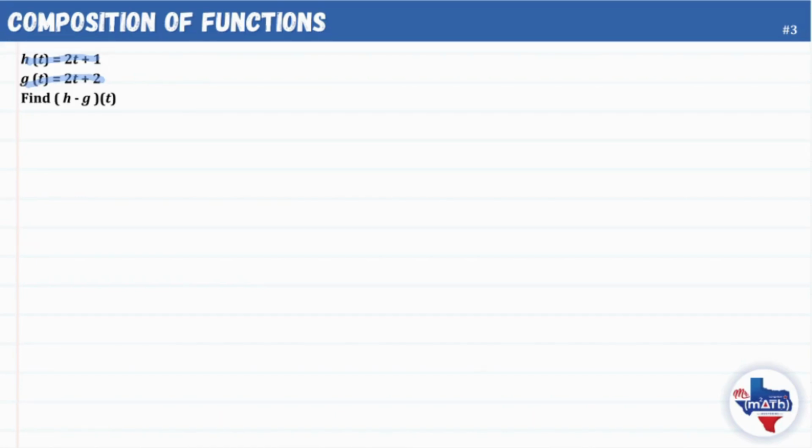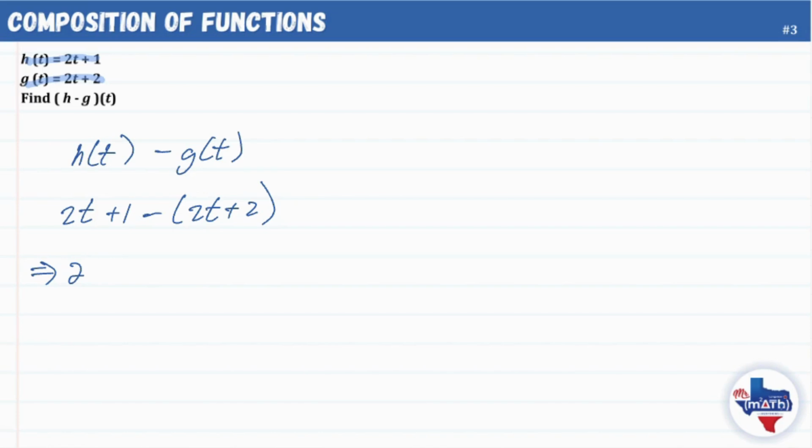is we'll go ahead and jot down h of t, which is 2t plus 1, and we're going to subtract g of t from it, which is 2t plus 2. We'll just simplify those.